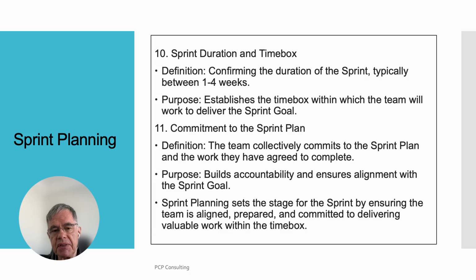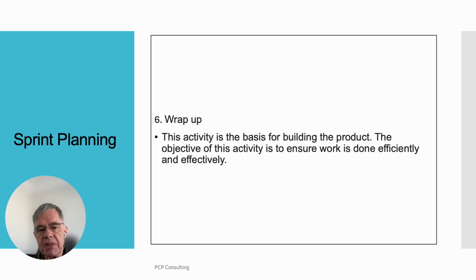Commitment to the sprint plan. Definition: the team collectively commits to the sprint plan and the work they have agreed to complete. Purpose: builds accountability and ensures alignment with the sprint goal. Sprint planning sets the stage for the sprint by ensuring the team is aligned, prepared, and committed to delivering valuable work within the time box. Wrap up. This activity is the basis for building the product. The objective of this activity is to ensure work is done efficiently and effectively.